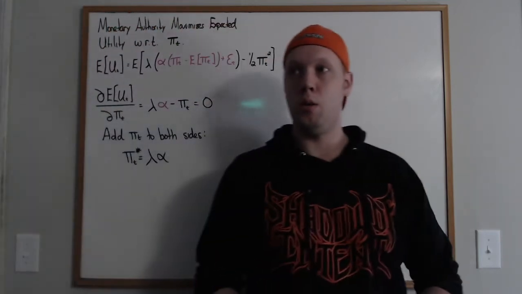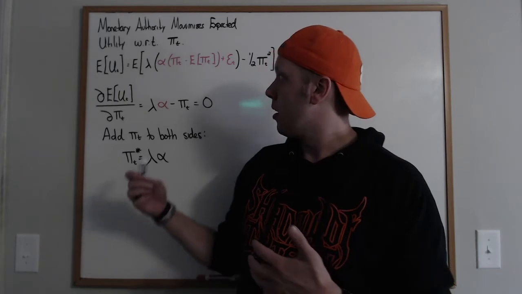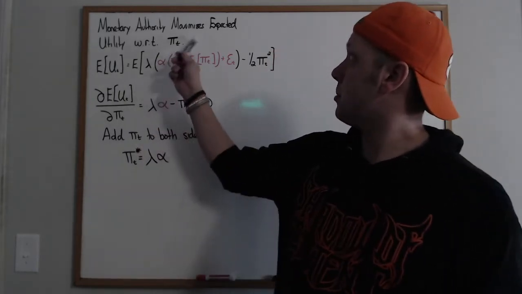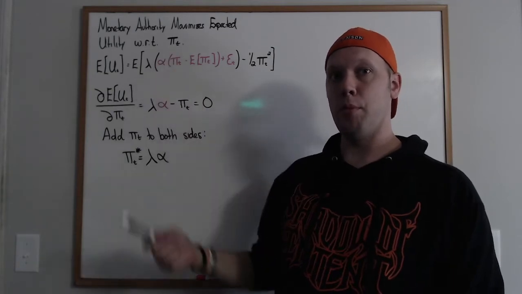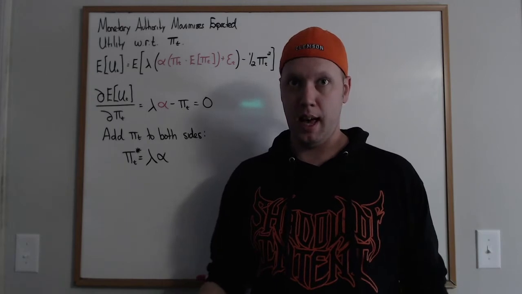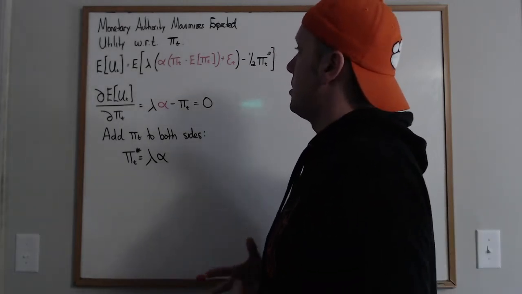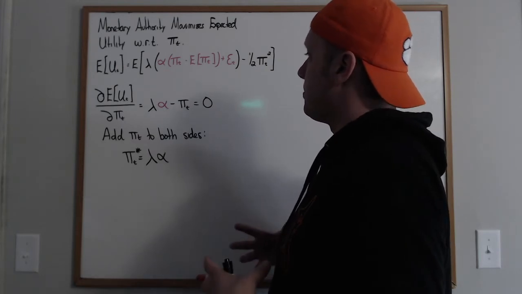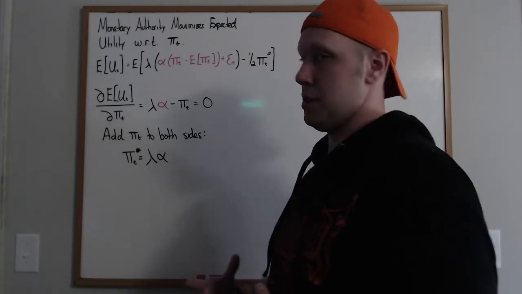Okay, and welcome back. So, from last time, we had the monetary authority maximizing their expected utility with respect to inflation. We do it with respect to inflation and not output because the monetary authority can't control output. However, they can in this model control inflation. So the idea is they maximize their utility with respect to inflation. They want to know what the optimal inflation rate is.